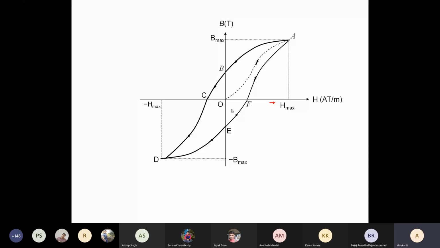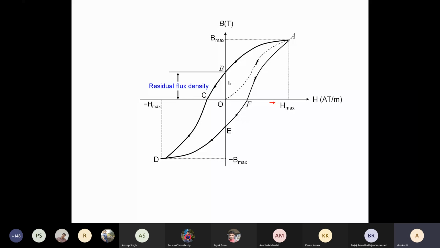So you see, there's this amount of flux retained even if your H becomes 0. Okay, so that is a certain flux. So this OB is basically called the residual flux density. That means even if the H has become 0, there is a flux retained there. So this is called the residual flux density, the value of OB, the magnitude of OB.